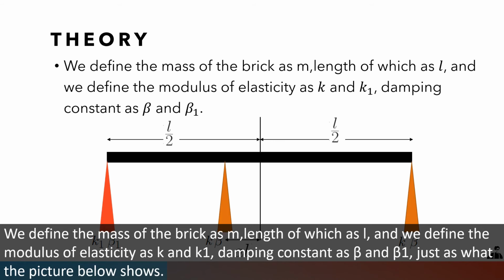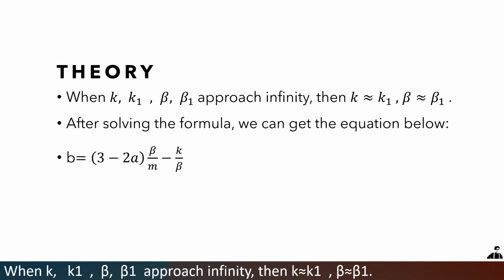We define the mass of the brick as M, length of which as L. And we define the modulus of elasticity as K and K1, and damping constant as beta and beta 1, just as what the picture below shows. When K, K1, beta, beta 1 approach infinity, then K almost equals K1, beta almost equals beta 1.